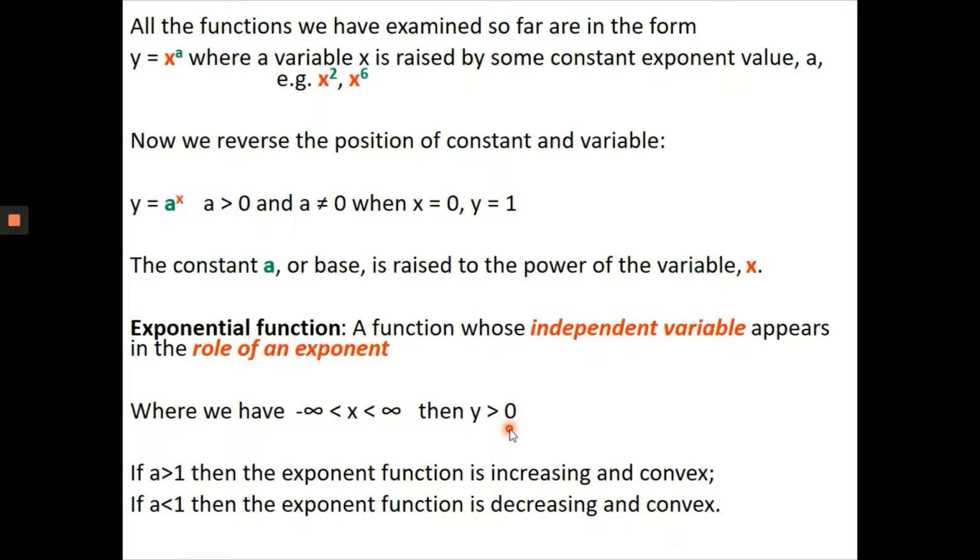And when we look at the graphs on the next slide, what we'll see is that if the base is greater than 1, then the exponent function is increasing and convex. And if the base a is less than 1, then the exponent function is decreasing and convex.